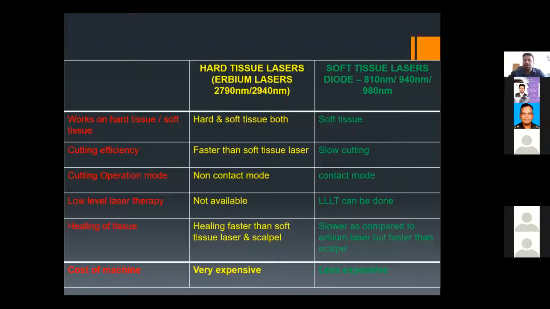You cannot perform a low-level laser therapy with the hard tissue lasers. Now, healing will be faster in hard tissue laser as compared to soft tissue lasers. The cost of hard tissue laser machines is very expensive as compared to soft tissue lasers. It costs maybe around more than 20 lakh rupees or something. So hard tissue lasers are very expensive. Soft tissue lasers start from 1.5 lakh onwards. So soft tissue laser is cheaper as compared to hard tissue lasers.